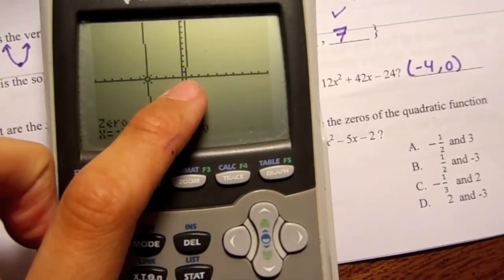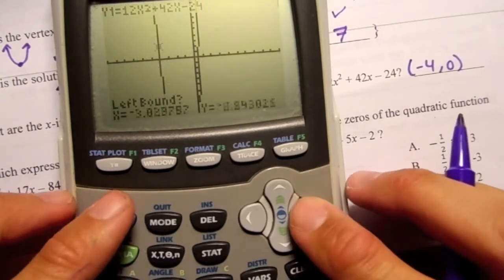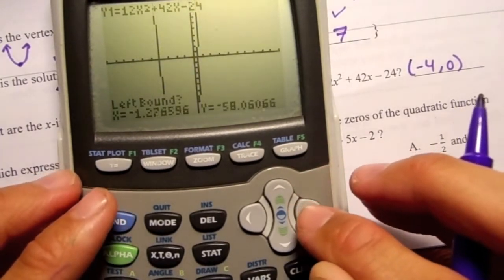Now let's do the same thing for this one right here. Go to second trace, and it's the second option, 0. I have to scroll somewhere to the left of it.